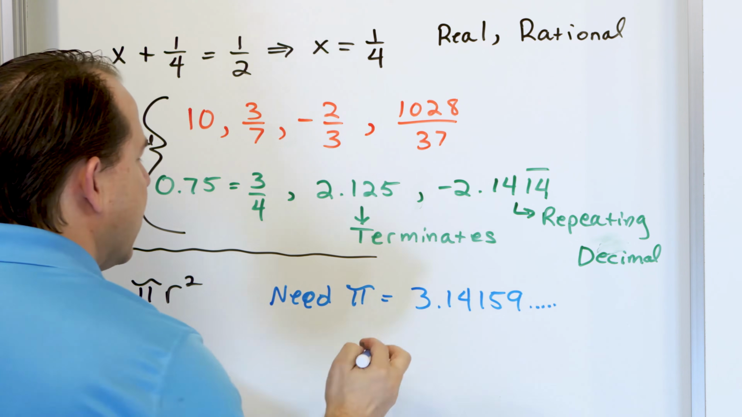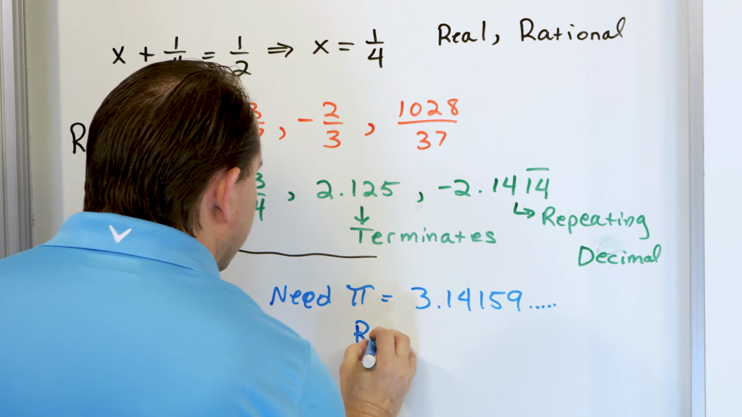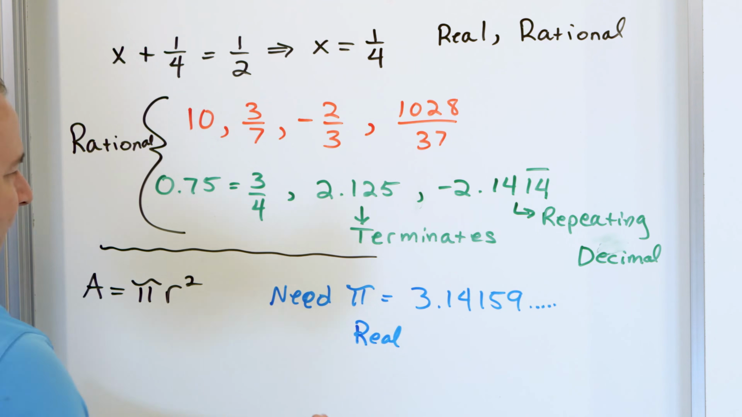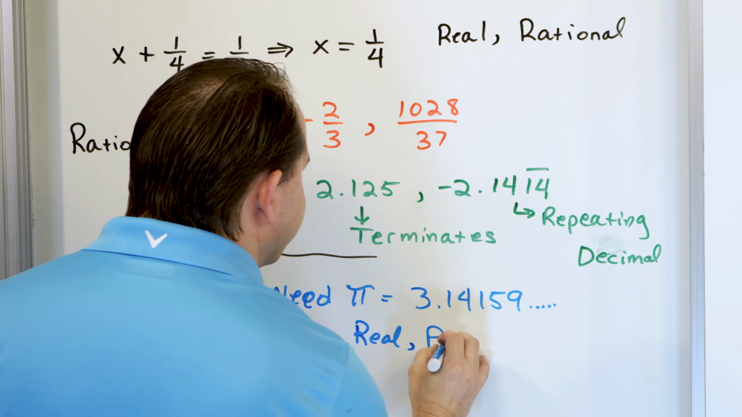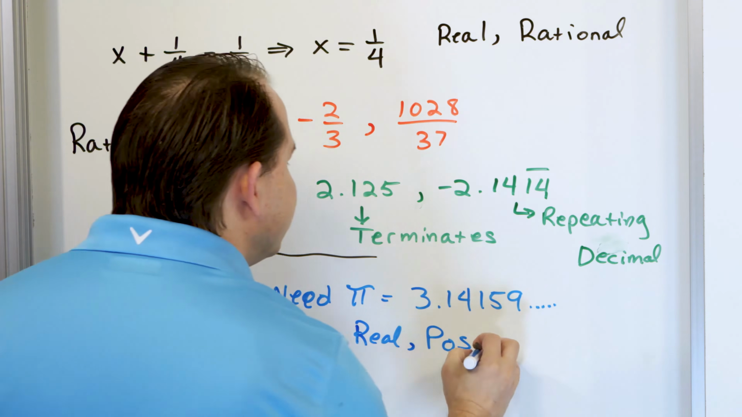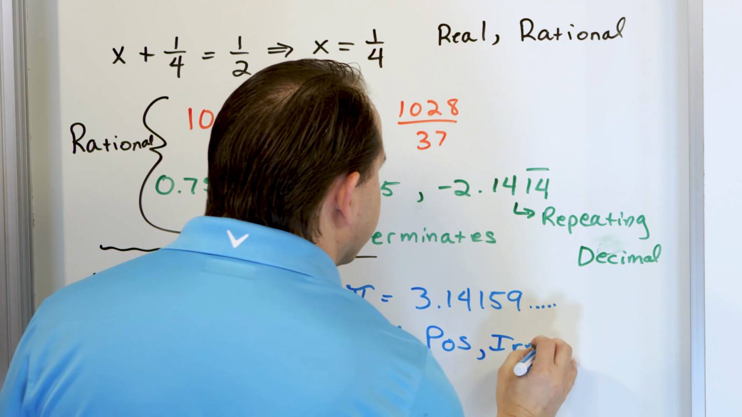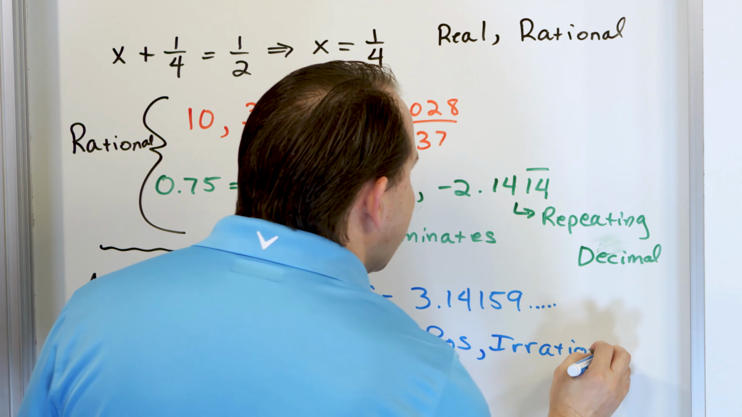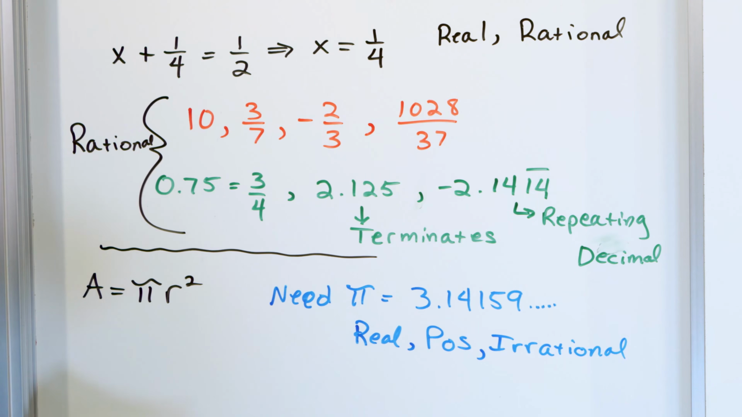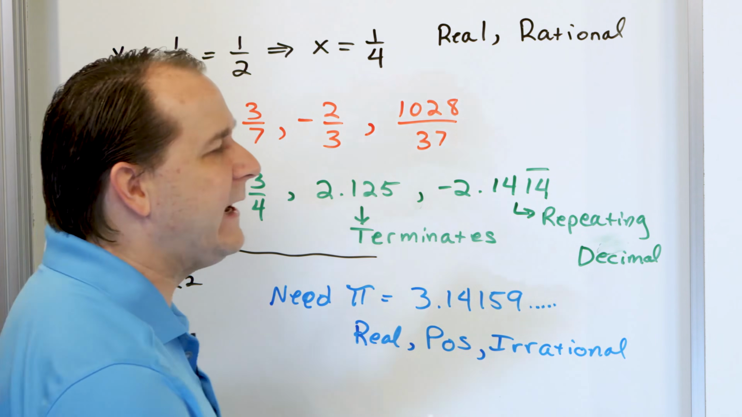So this is real, of course, this is a real number, right? I can hold it in my hand, of course. It's a positive number. I'm going to put POS for that. But it's a new kind of number called an irrational number. And that means I cannot write that as a fraction. There is no way to write pi as a fraction.